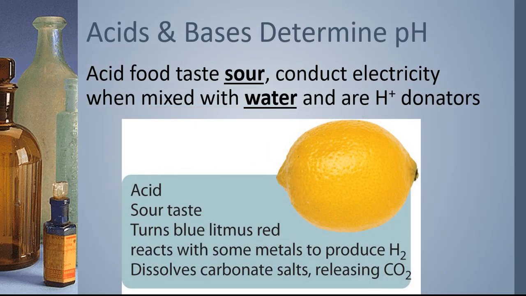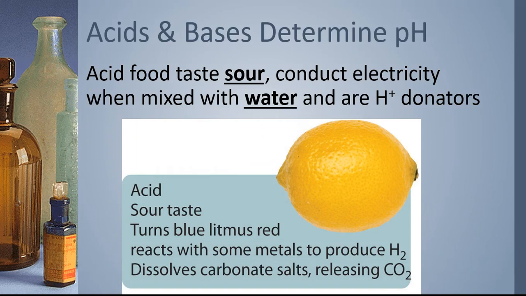Okay, acids and bases. We're going to look at the properties of acids and bases. Acid foods tend to taste sour. I will tell you, never taste anything in science class unless you're instructed to do so. But I also will tell you that chemistry is in the kitchen and we taste things all the time. And if you think about it, many of the things we like to eat are sour tasting. We're looking at a picture of a lemon right there, and we know it's sour tasting.